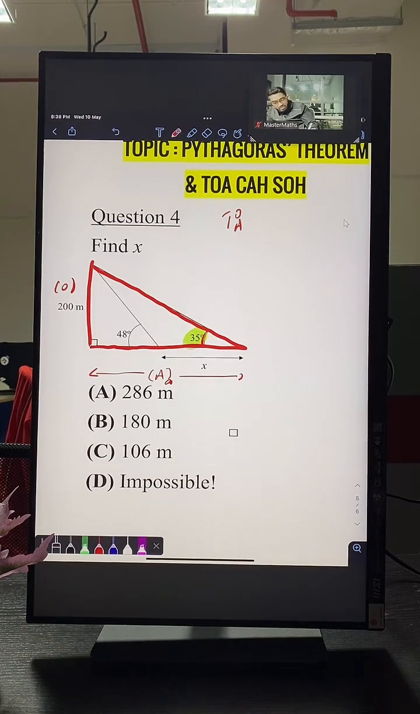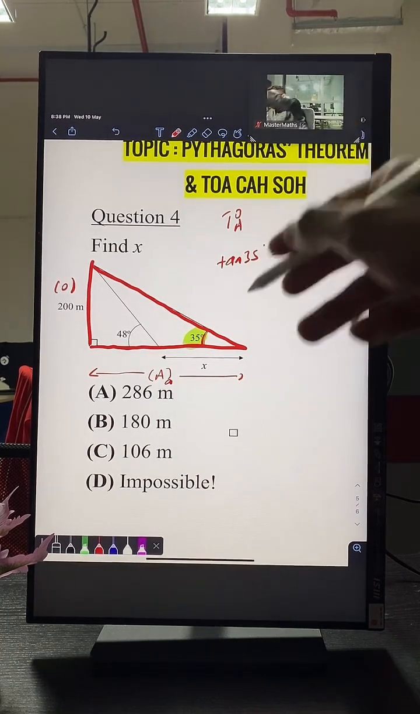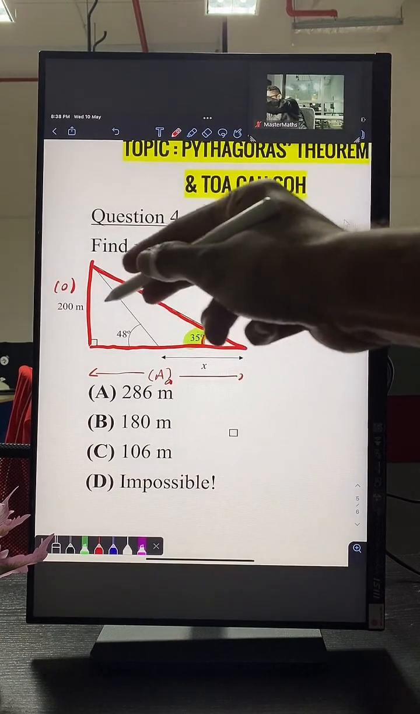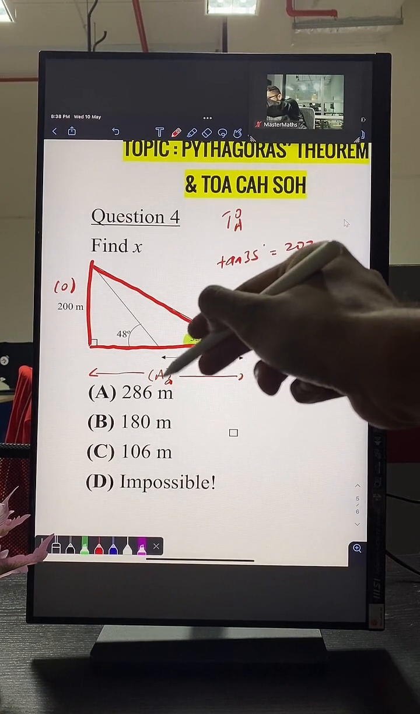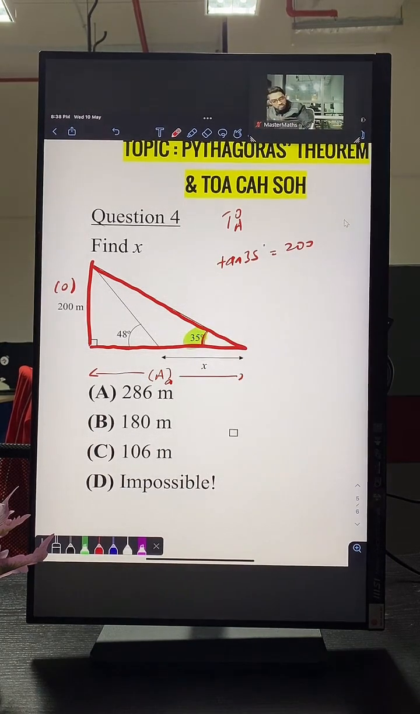So what does TOA tell us? That tangent 35 degrees is equal to the opposite length, which is 200 meters, divided by the adjacent length, which we assigned as small a.